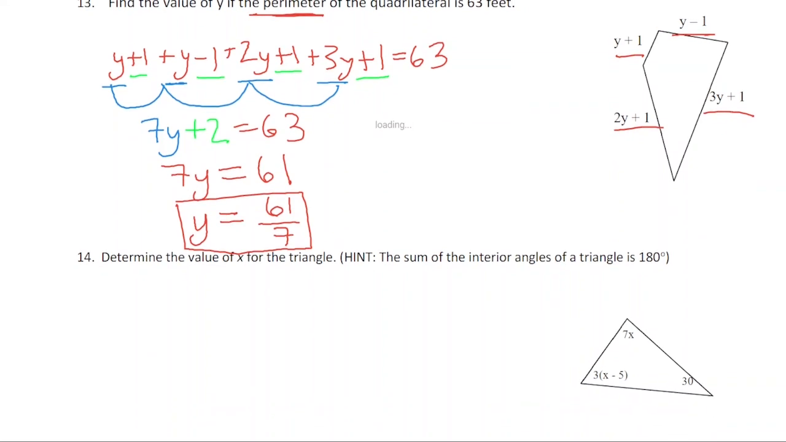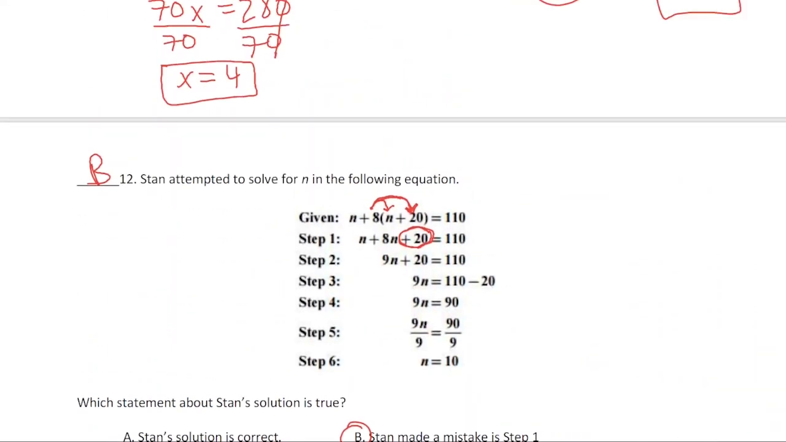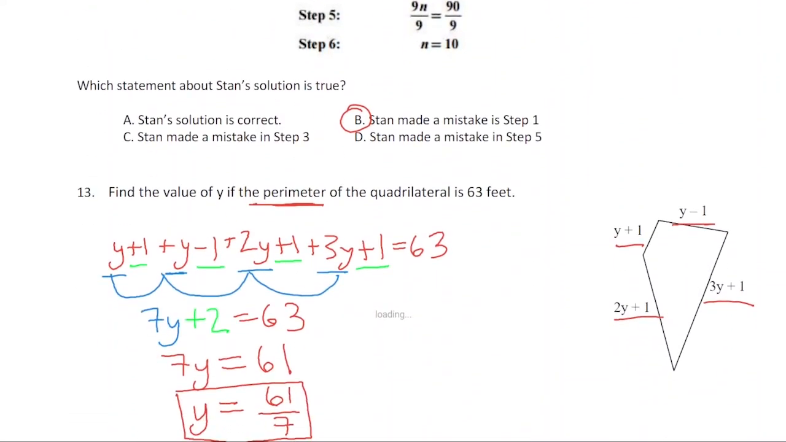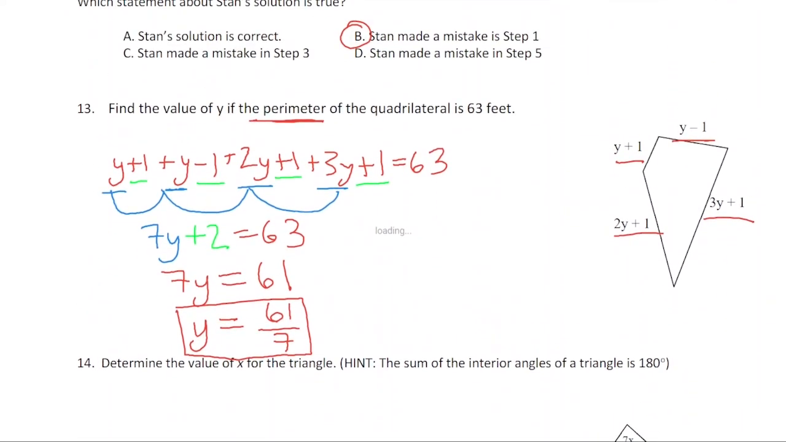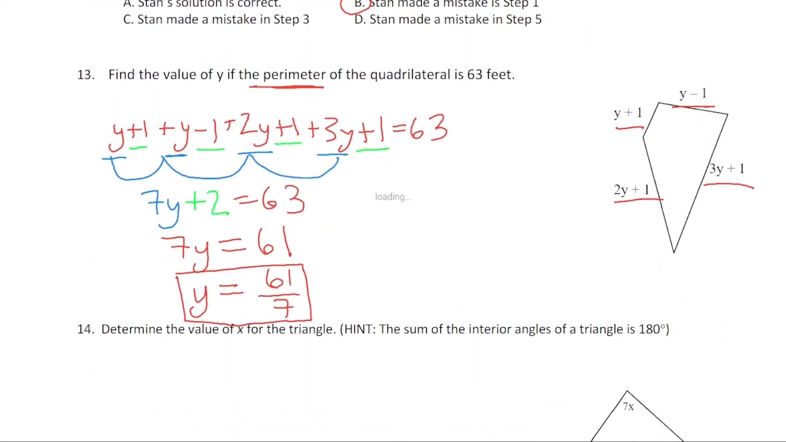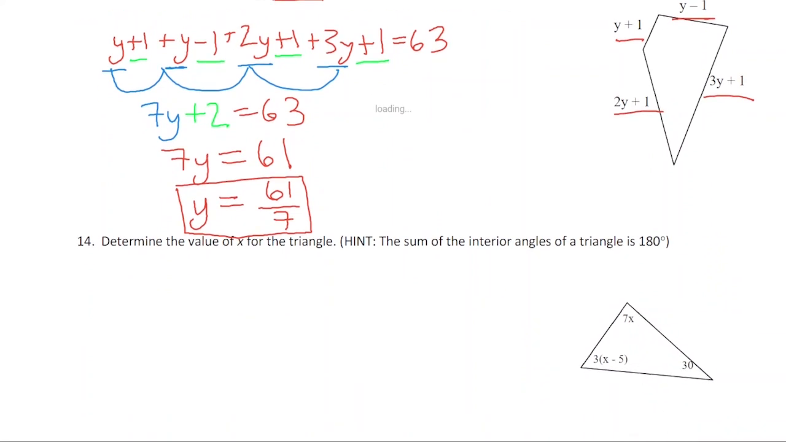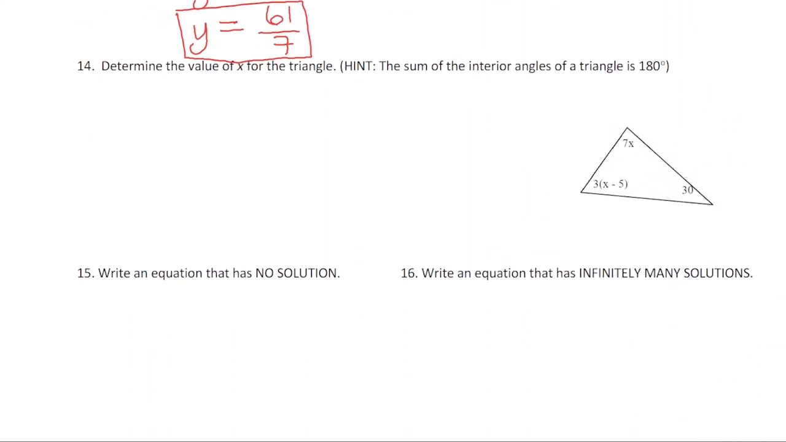Phew. All right. These kind of problems where we get the fractions always make me wonder, was that really a typo? Was this supposed to be a whole number or not? Oh well, moving on. Number 14, determine the value of x for the triangle. Hint, the sum of the interior angles of a triangle is 180 degrees. Hopefully you remember that from geometry.